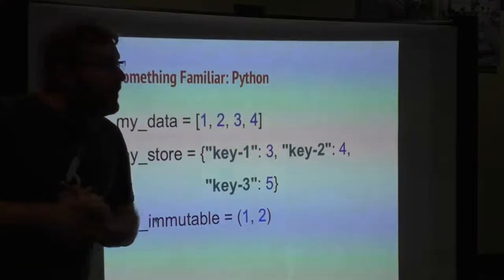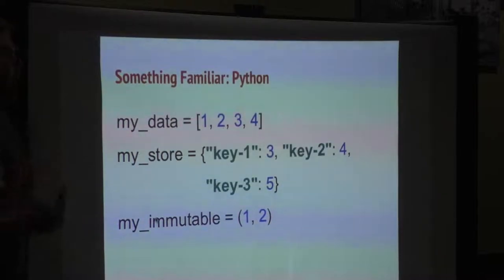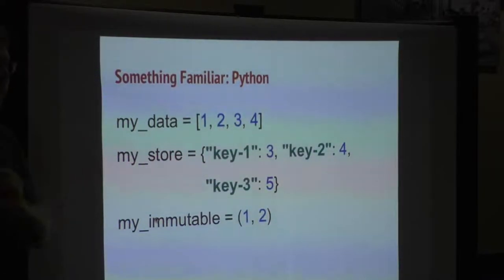We're going to go here briefly to Python. I chose Python because I assume most of you know Python or know a little bit about it, or you've seen some dynamic programming language that looks kind of like this. Here you've got some data, I've got a list, I've got a map, or in Python they're called dictionaries, and I've got an immutable, which happens to be a tuple here. It's kind of your basic data structures, but you don't really think about them when you're writing dynamic programming. What implements this list? I don't know. How do I make it faster?